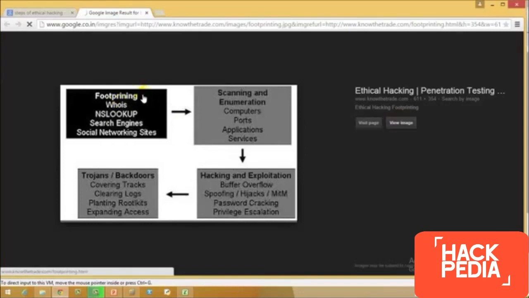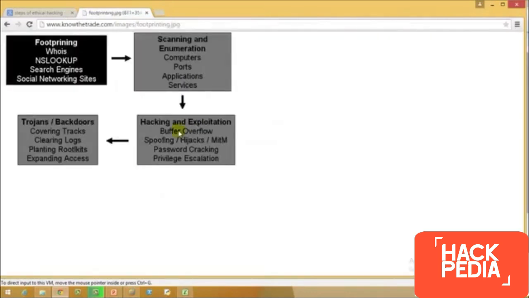The first topic we would be looking at today is Footprinting, which covers whois, NS lookup, search engines, and social networking sites. After that, scanning and enumeration, that is, computer ports: which ports are open, which are not, and what the application services are. Then Trojans and backdoors, viruses, and finally hacking and exploitation. That would be buffer overflow, spoofing, or different types of attacks, which include even DDoS. That is not over here as of now, but these are the things I would be teaching you.